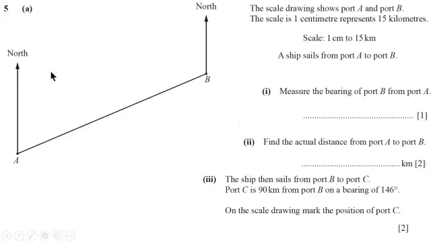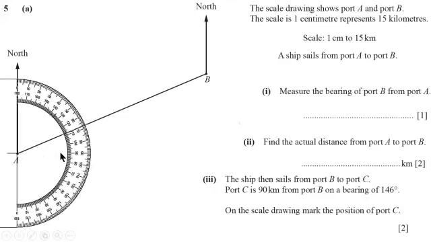Don't forget. 5. The scale drawing shows port A and port B. The scale is 1 centimeter to 15 kilometers. A ship sails from port A to port B. Measure the bearing of port B from port A. To get the bearing directly, we must stand on the letter after from. We are standing here at A. Don't forget, please, after from.